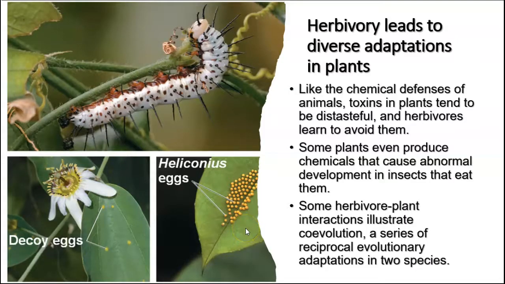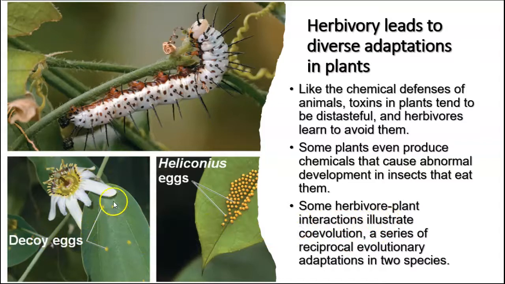Another kind of defense that some organisms have, this is talking about plants now and not animals, when you have herbivorous insects and animals, oftentimes that drives some adaptations in plants as well. Sometimes plants develop a toxin or something that tastes really bad or that's poisonous, and the herbivores learn to avoid them. There are some plants that can cause abnormal development in insects that eat them so that they don't develop as they're normally supposed to. And then some also illustrate coevolution.